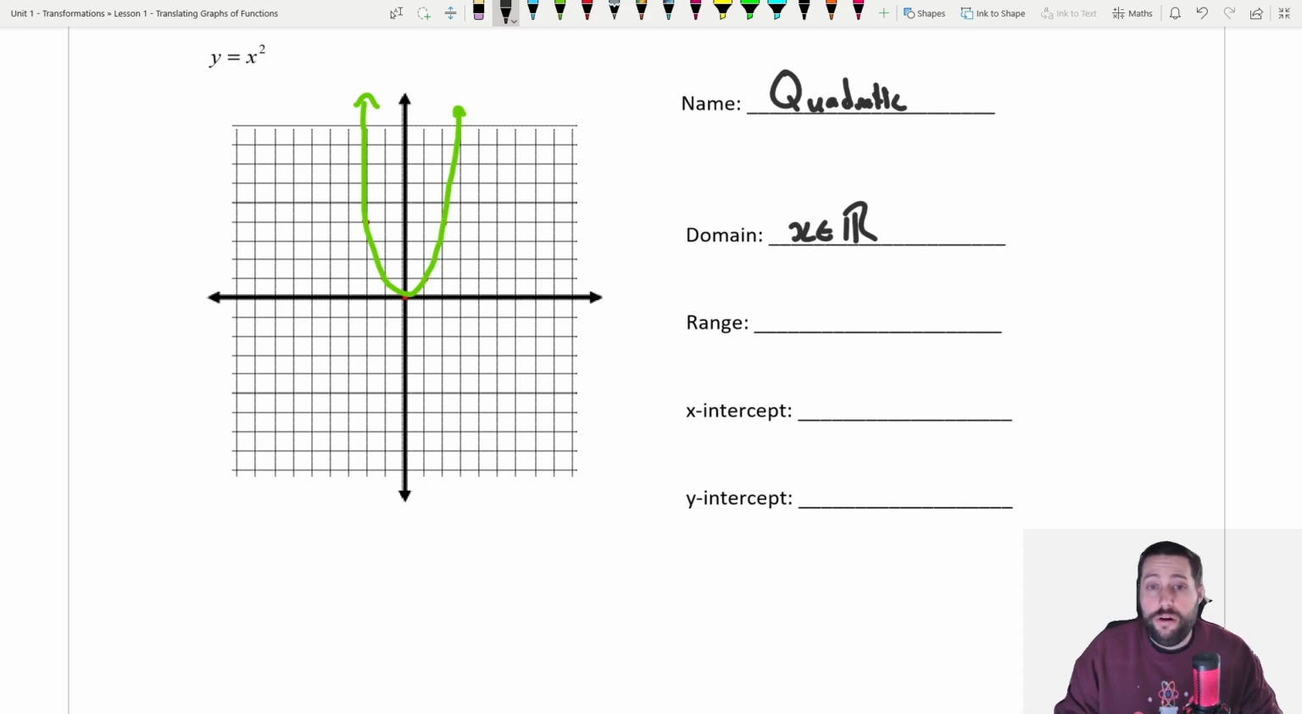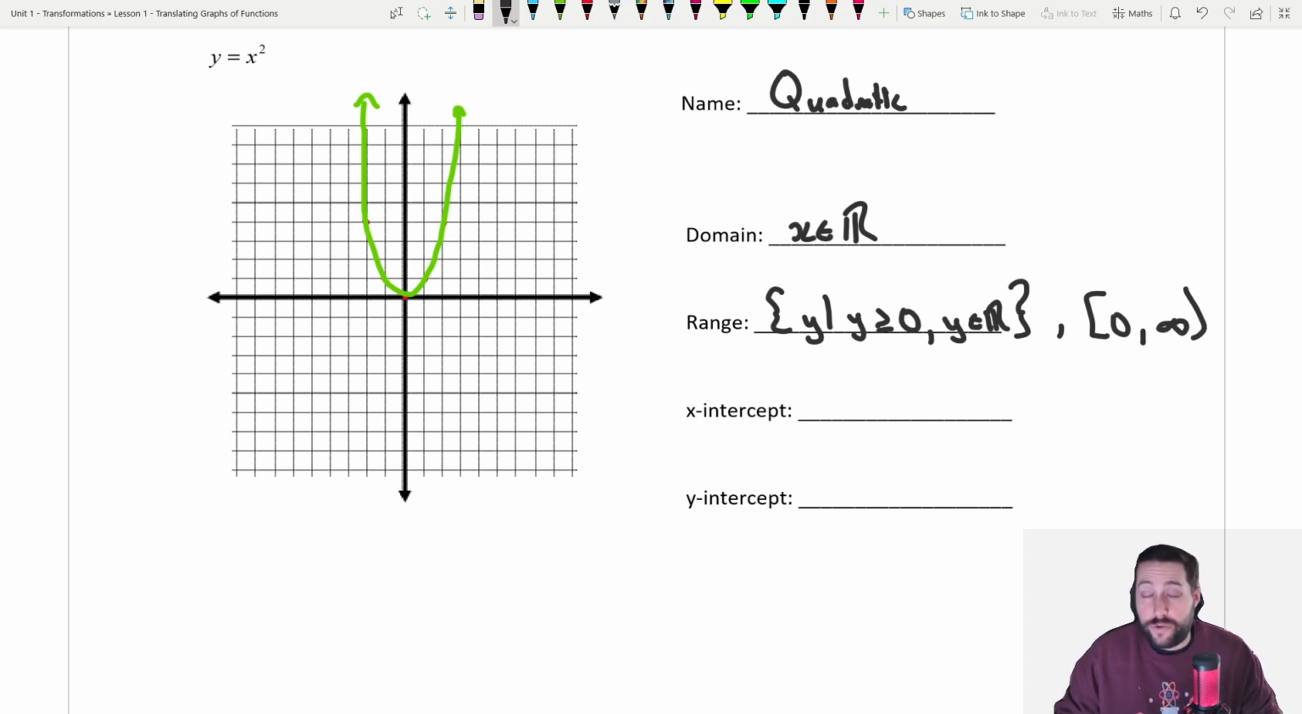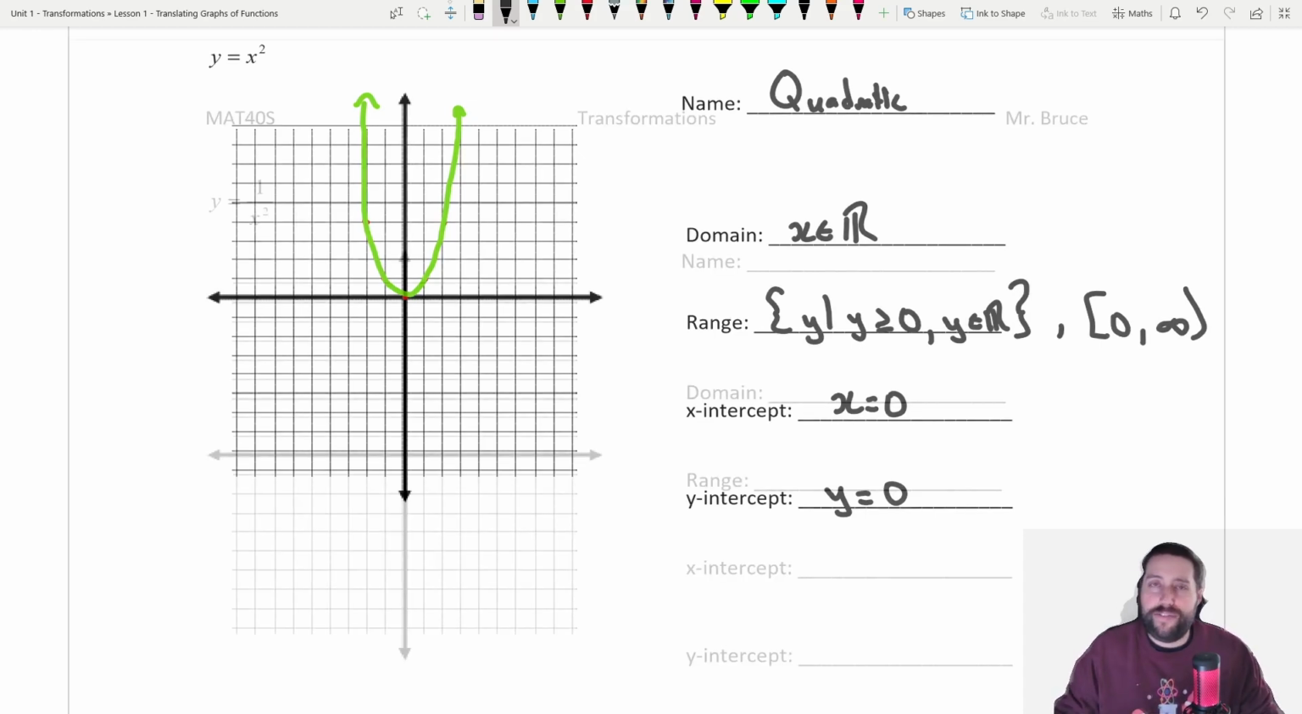The range, however, is going to be y such that y is greater than or equal to 0, provided that y is an element of all real numbers, or it can be from 0 to infinity. So we're not including any negative values for this quadratic function. The x-intercept is where it crosses the x-axis, and it does that at 0. For the y-intercept, that's where it crosses the y-axis, and that's done at y is equal to 0. Again, this is a nice little refresher of the quadratic graph.